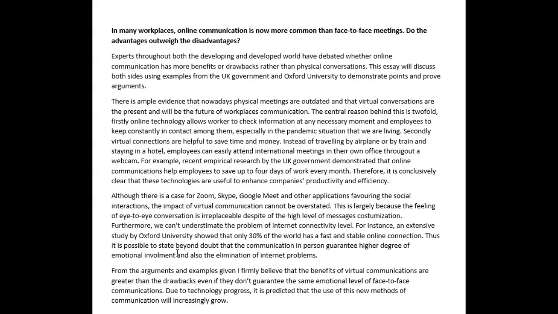Okay, let's keep going. From the arguments and examples given, I firmly believe that the benefits of virtual communications are greater than the drawbacks, even if they don't guarantee the same emotional level of face-to-face communications. Due to the progress of technology, or the technological progress, it is predicted that the use of these new methods of communication will increasingly grow.